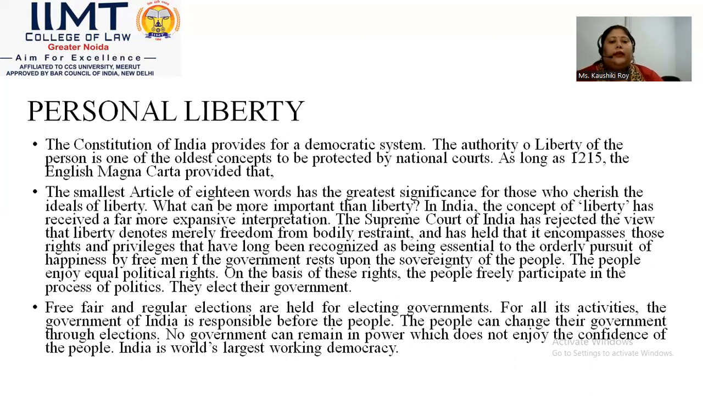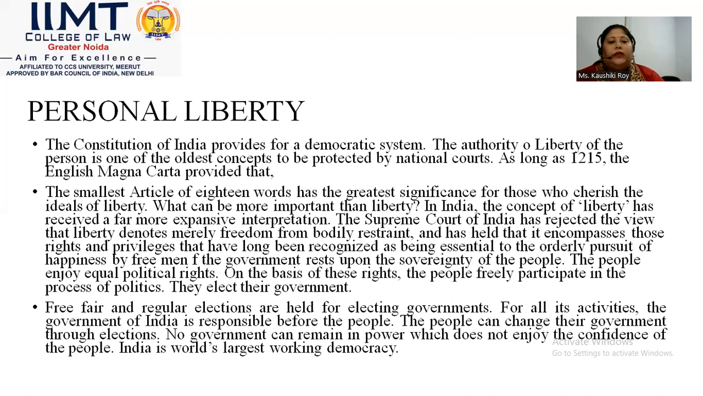What can be more important than liberty? In India, the concept of liberty has received a far more expansive interpretation. The Supreme Court of India has rejected the view that liberty denotes merely freedom from bodily restraint and has held that it encompasses those rights and privileges that have long been recognized as being essential to the orderly pursuit of happiness by free men.